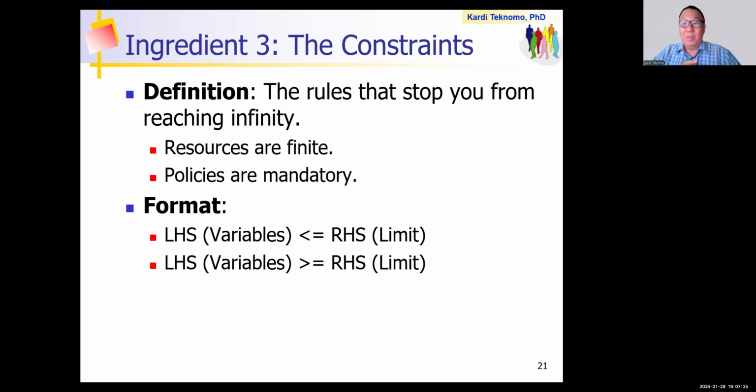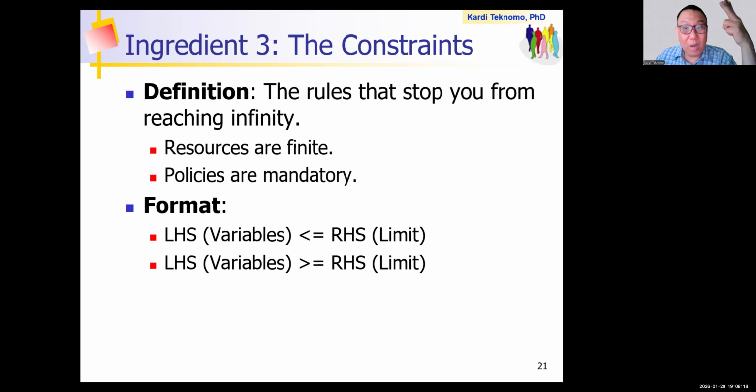For example, you run out of land, you run out of money. So this is the law that stops you. Constraints are usually inequalities, less than or greater than. So this is the reality check. Constraints usually have a format like this. Left hand side, usually the variables. If less than the right hand side, these are the limits. Or larger than.